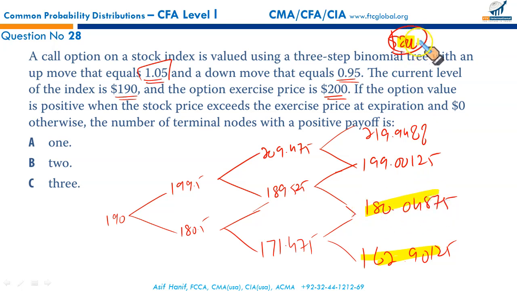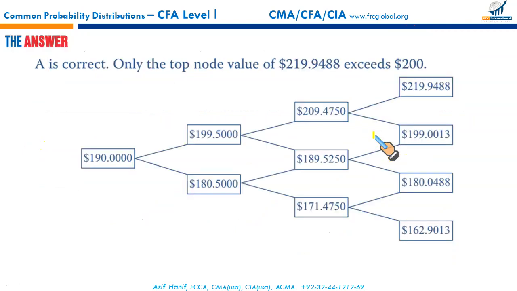When you hold a call option at $200 exercise price and the market price is 199, you go to the market and throw the option away. It's only in this situation where your call option at exercise price of $200 is valuable, has a positive payoff, because you get a share by paying $200, a share that is currently trading at 219.94. This is the only node where there is a positive payoff. So the number of terminal nodes with a positive payoff is only one, 219.9488, and that makes A the correct option. Look at these, all are less than 200, only this one is where your call option is in the money.